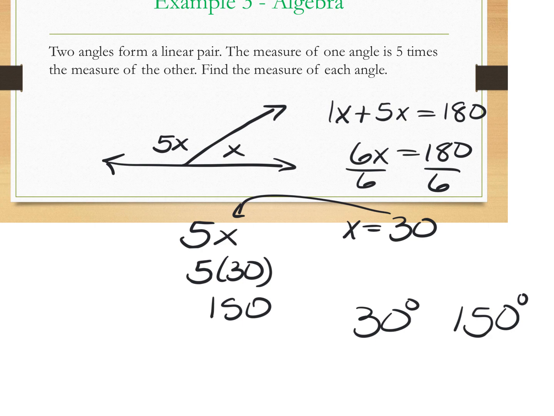And if you go back and try to plug it in, see if it makes sense. So if the first angle is 30, 5 times 30 is 150, so it's 5 times that measure. And then if you were to go back and add these, remember, these were a linear pair, and linear pairs are supplements, so 30 plus 150 is 180. Let's try another word problem using these definitions.